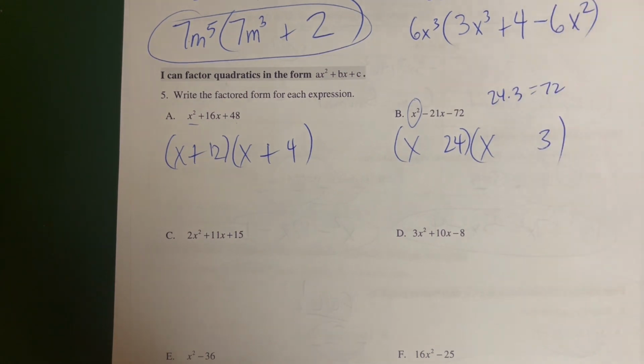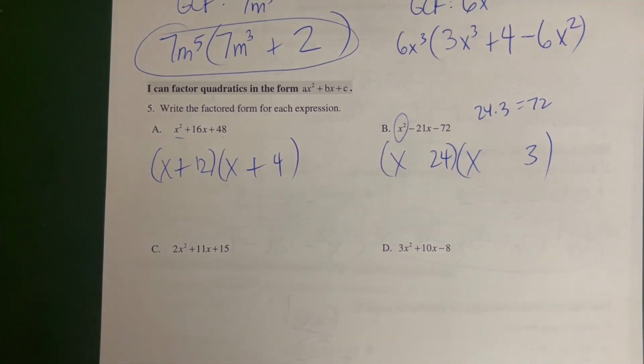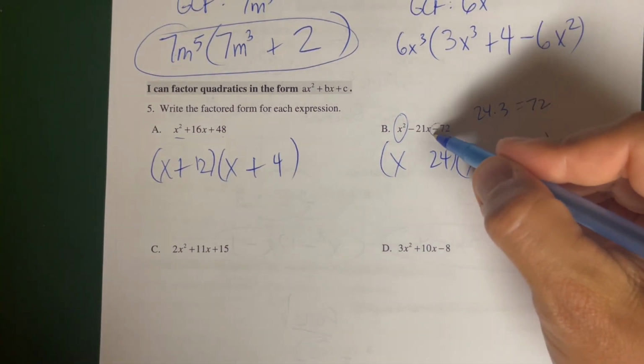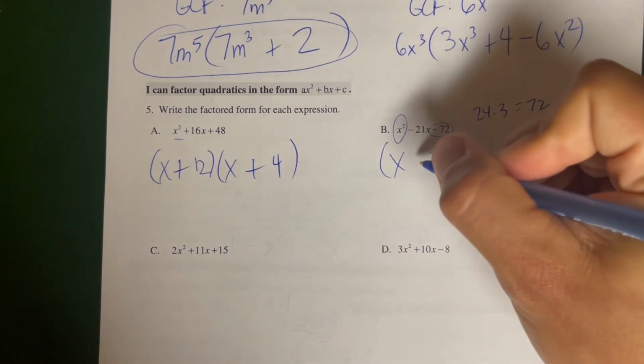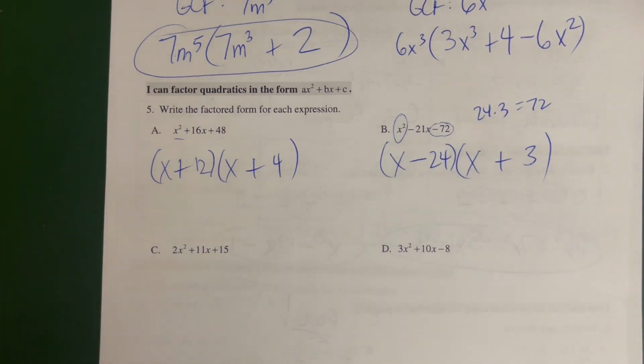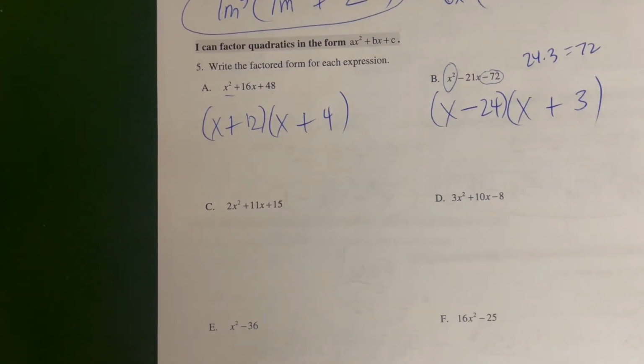Kind of a tough one. But notice the 72 is minus, so that means the signs are different, and the minus in the middle goes to the larger number, and so it's x minus 24 and x plus 3.